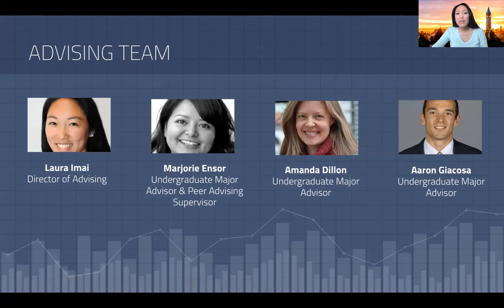We also work with a great team of peer advisors who are all upper class students majoring in data science. They've gone through training to be able to answer questions about our requirements, but they also can provide a student perspective if you just want to talk to somebody who's taken a class that you're interested in or who knows something about a professor's teaching style, for example.